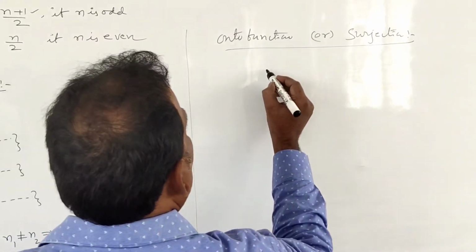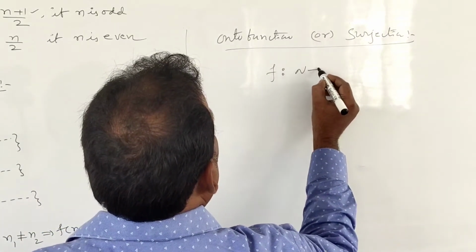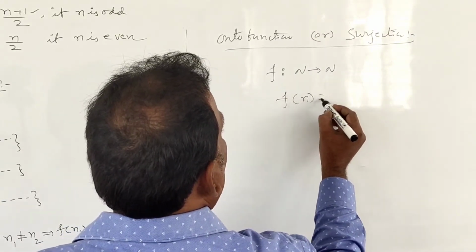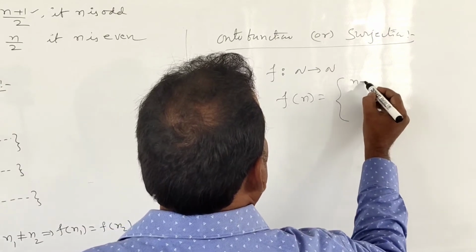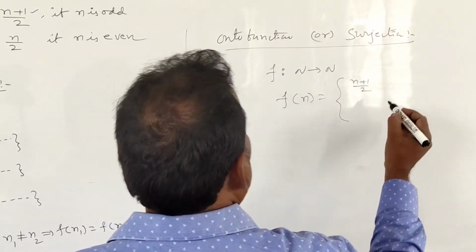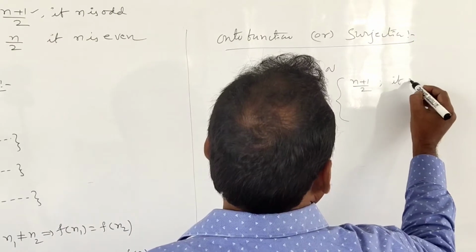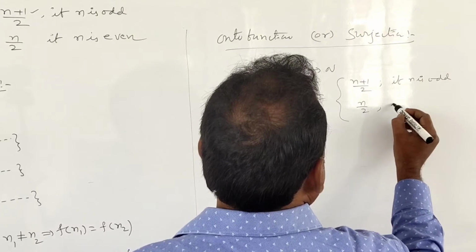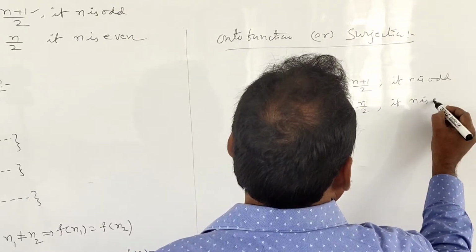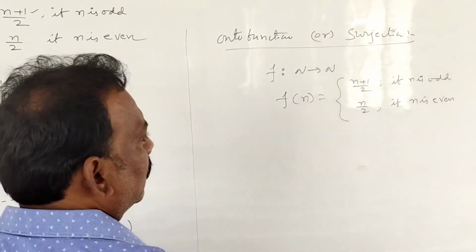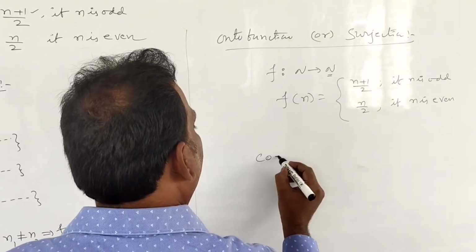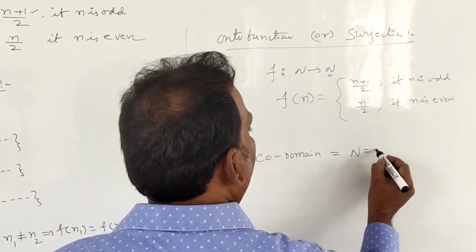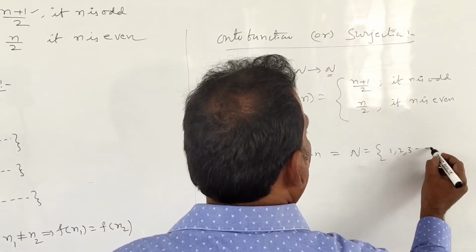So in the given function, f is mapping from N to N, and f of n is equal to, they are giving two different values. One is (n plus 1) by 2, if n value is odd, and n by 2 if n value is even. This is the given, students. So what is codomain here? Codomain is equal to natural numbers. That means 1, 2, 3 and so on.